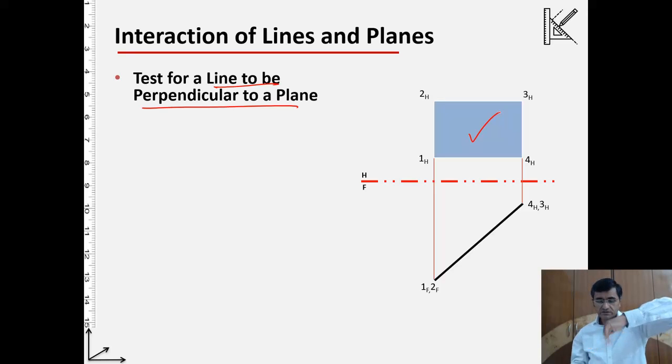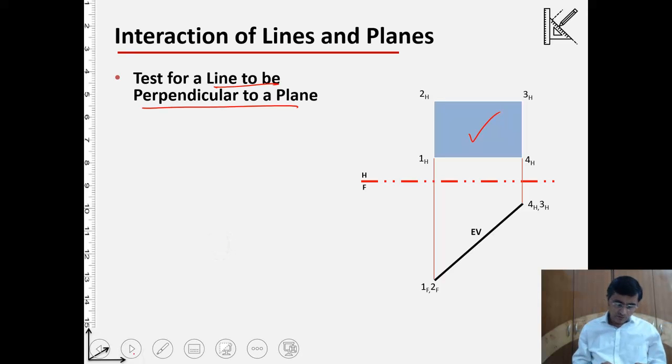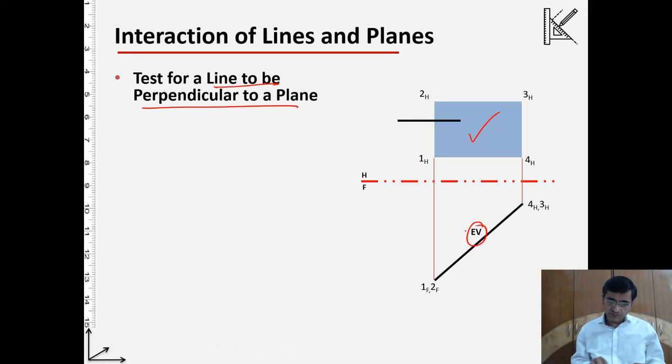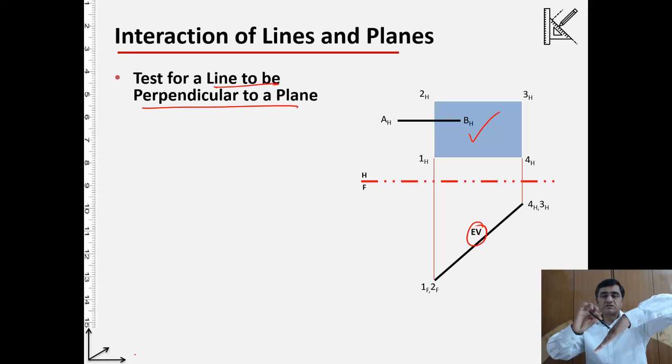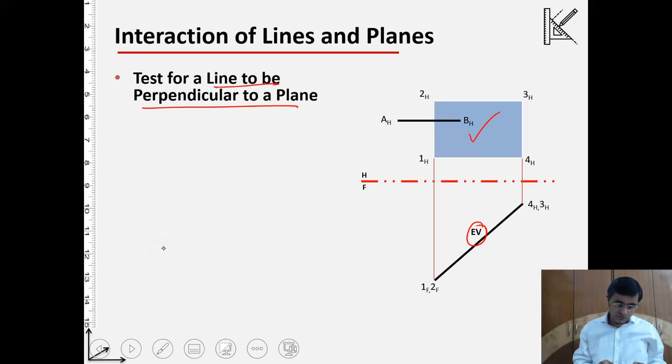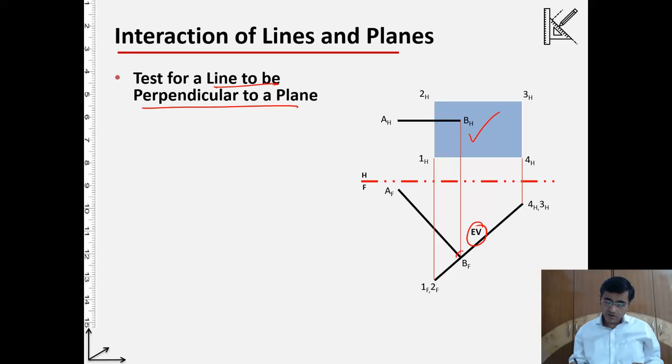Now, when I write EV, that means edge view. Now let there be a line, because I had shown you this as a plane. That is how the line AB is there. It is perpendicular, and what we have to do is test whether it is perpendicular or not. So I transfer the point B, where the point B is on the edge view.